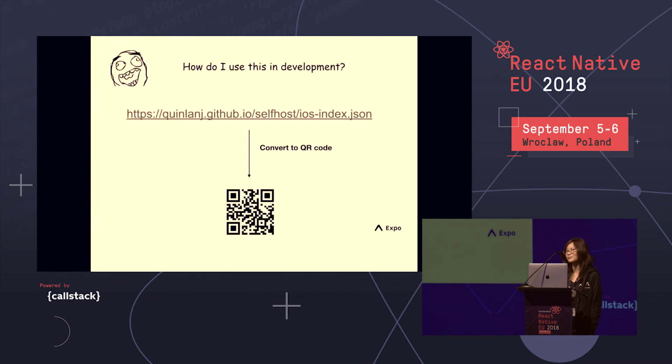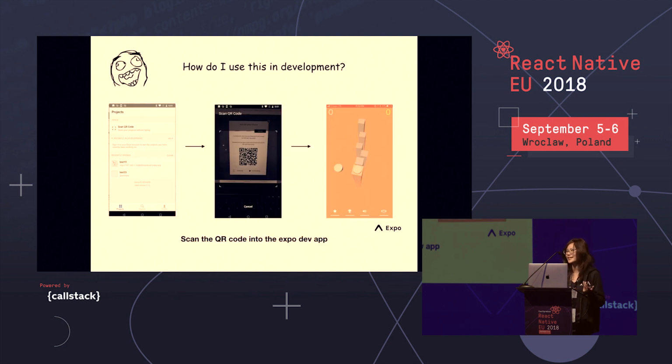All right, so let's talk about how you'd use this in development. So we talked about this index.json being hosted on GitHub. What we can do is we can convert this URL to a QR code. And it'll work like any QR code that you load into the development app. You open up the scan QR code button and you load it in, and you can just see it on the Expo client.